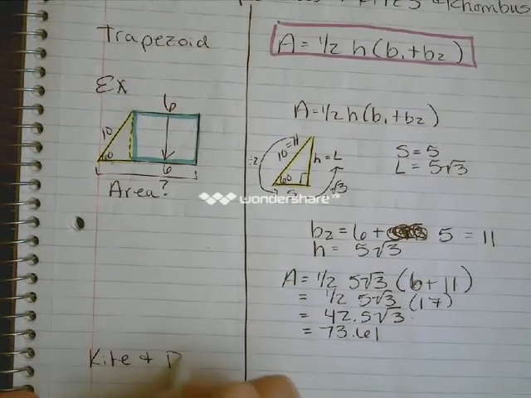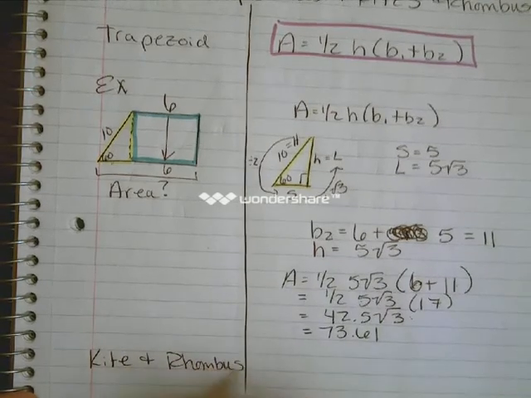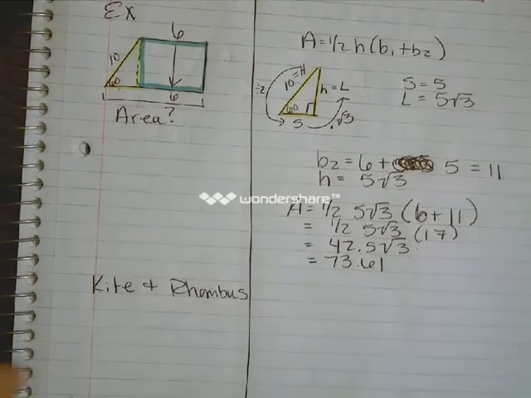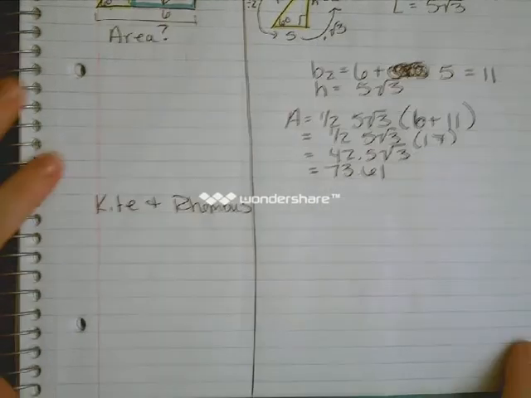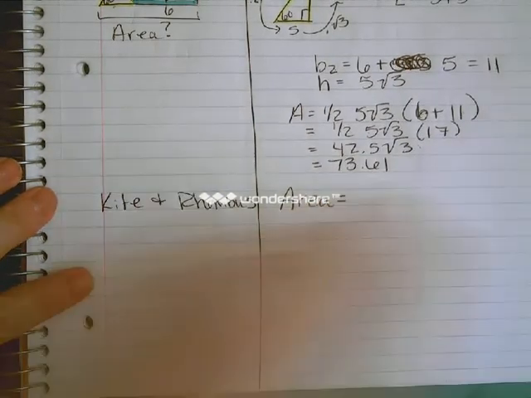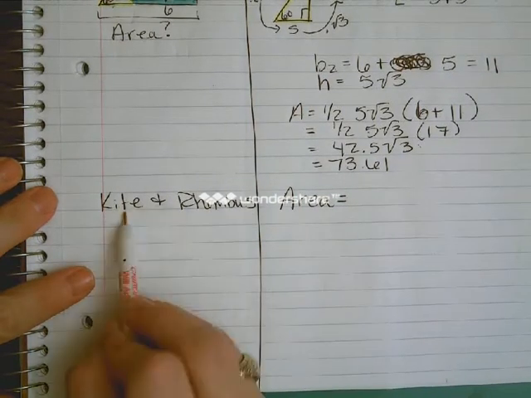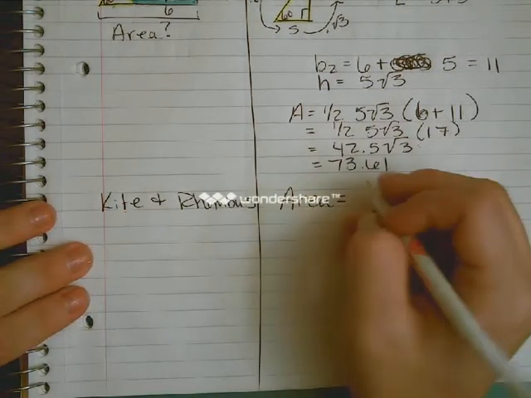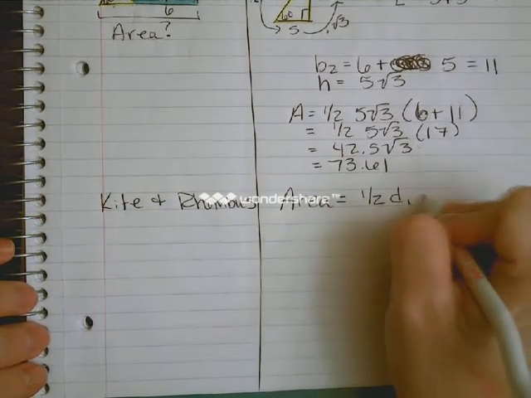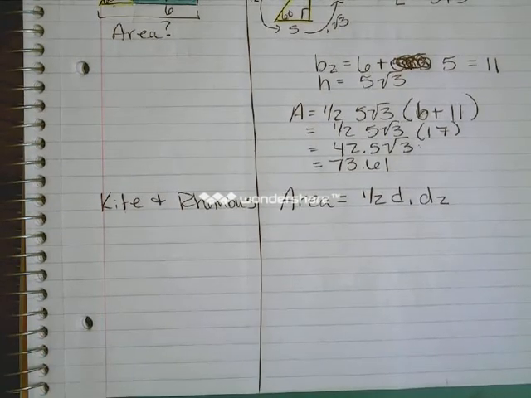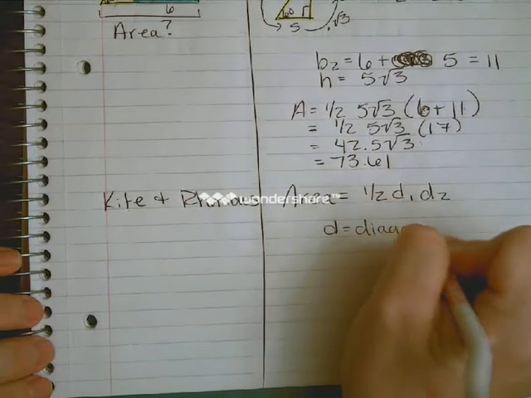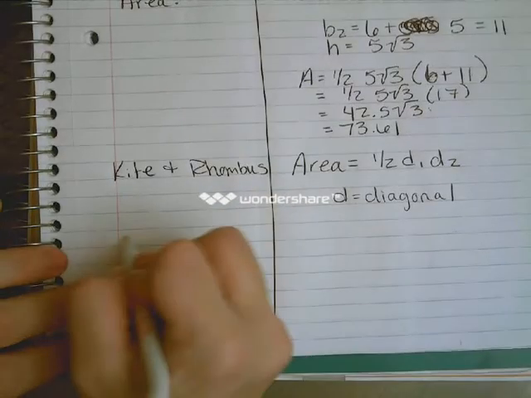Kites and rhombuses are kind of interesting because even though they are completely different branches of our quadrilateral tree, they actually have the same area formula. And it has to do with the fact that their diagonals are perpendicular. If you remember, in both of these shapes, the diagonals are perpendicular, which created a lot of congruent triangles. So it's kind of a coincidence that they do have the exact same area formula. D stands for diagonal. So an example of a kite, and again this would be true for a rhombus as well.